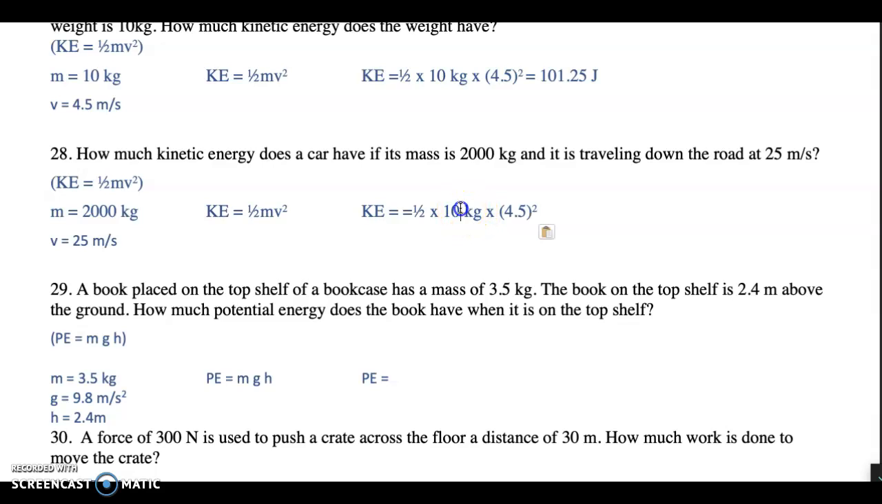How much kinetic energy does a car have if its mass is 2,000 kilograms and it's moving at 25 meters per second? 25 times 25 gives me 625, times 2,000 times 1/2 gives me 625,000 joules of energy.